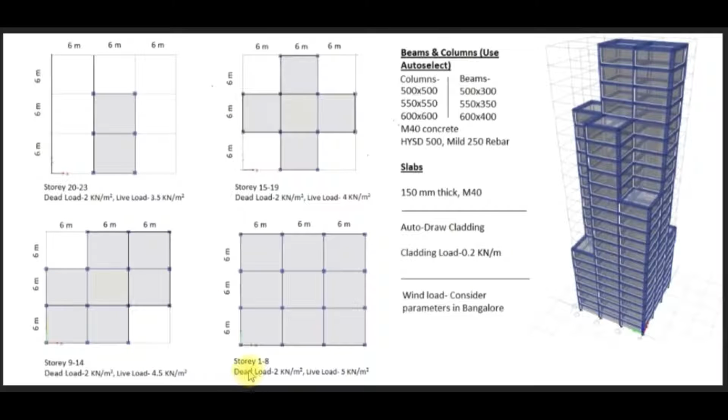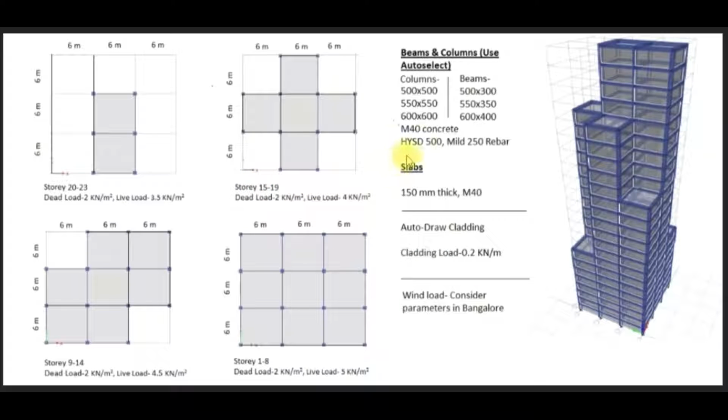Here you see in story 1 to 8 the floor plan will be like this. The dimensions are given. In story 9 to 14 the floor plan will be like this, and from story 15 to story 19 the floor plan will be like this, and from 20 to 23rd this will be the floor plan. Also you can notice the loads, which are different for the different floors.